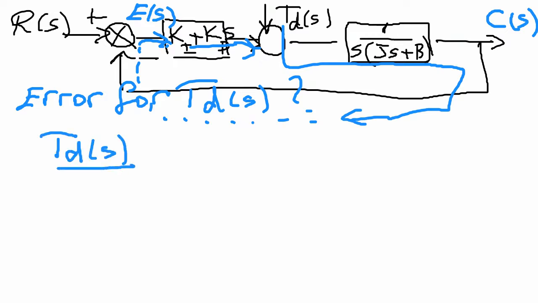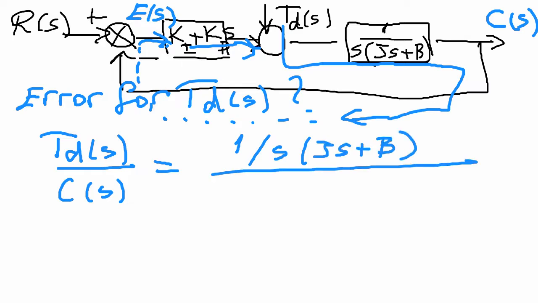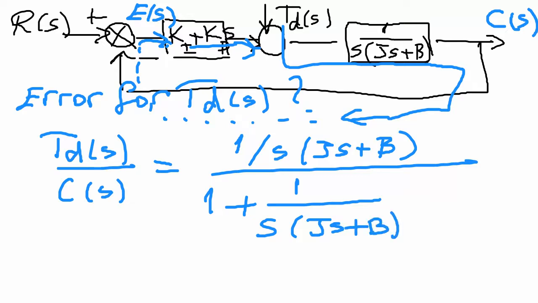TDS over CS is equal to times KP, times KP plus KDS.